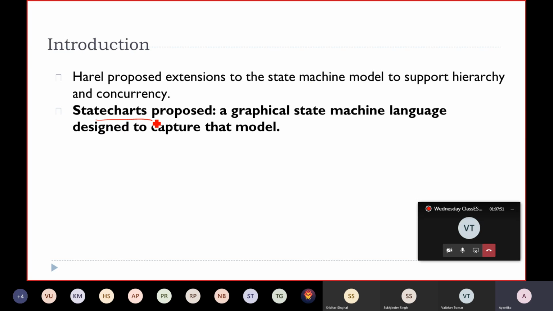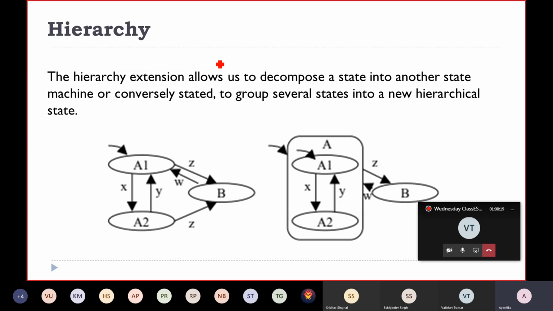Okay, that is a graphical state machine language designed to capture the model. This is around 1984 or so, that initial paper I have just uploaded. There, this scientist has shown how we can extend this idea of state machine merging with some hierarchy and concurrency concepts. Now what does it mean?